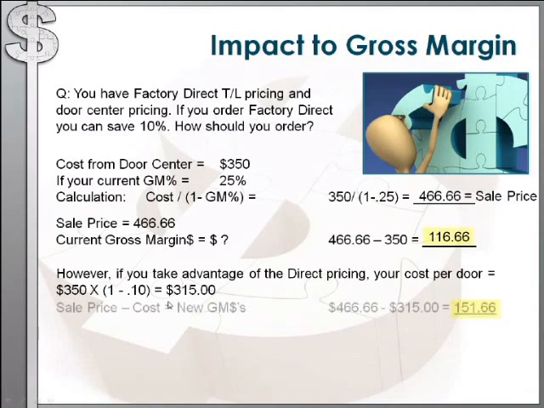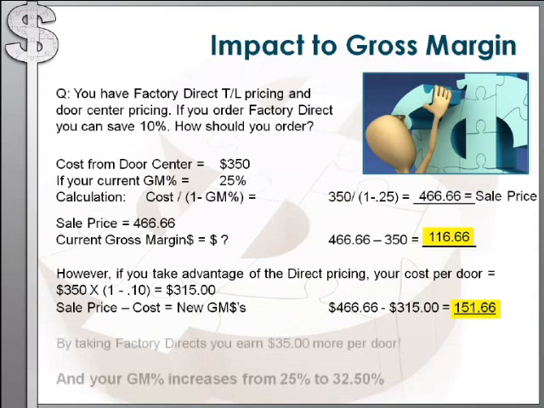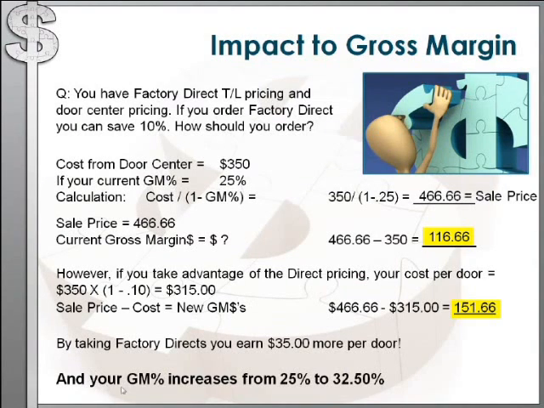So if we do the math, $466 is our sale price, our new cost is $315, which means our new gross margin dollars is $151.66. By taking advantage of factory direct pricing, you can earn $35 more per door. This would increase your gross margin percent from 25 to 32.5%.